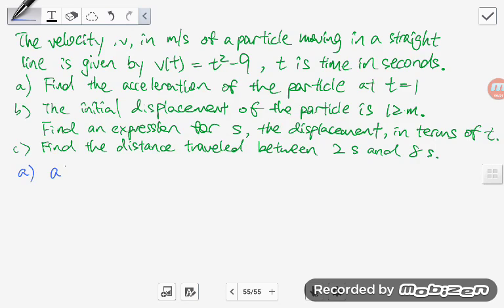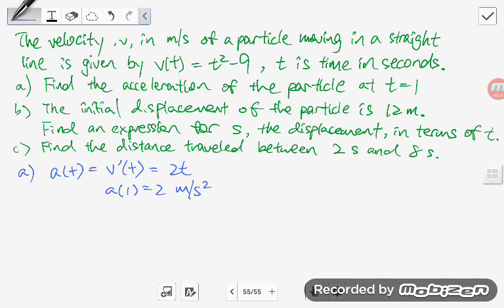My acceleration is equal to the rate of change of my velocity, which is equal to 2t in this case. Now, they want us to find when time is equal to 1. So a of 1 is equal to 2. Now, don't forget the units, meters per second squared.